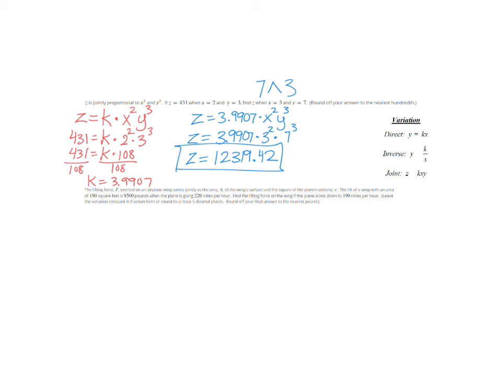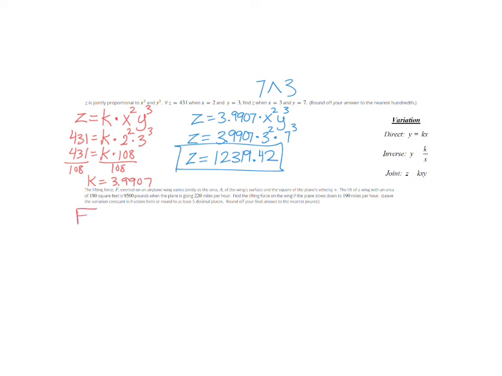All right, now let's do this joint variation with a word problem. Okay, so the lifting force, F, exerted on an airplane wing varies jointly as the area of the wing's surface and the square of the plane's velocity. So the lifting force, that's what lifts the plane up in the air, is going to depend upon the size of that wing and how fast the plane goes. Okay, that all makes sense. This is nice, like engineering kind of formulas we're dealing with here.